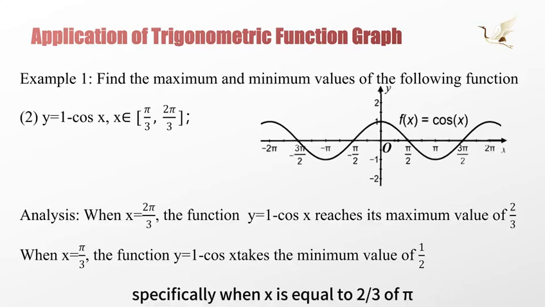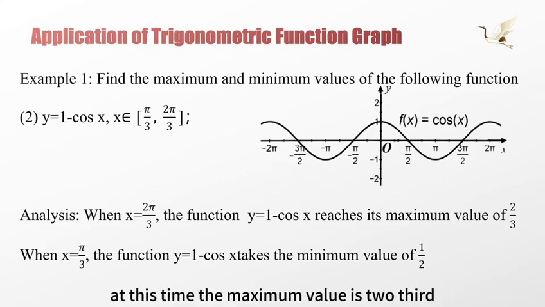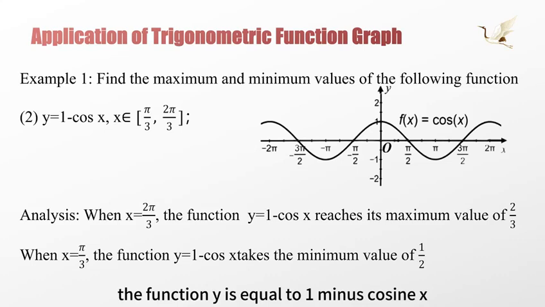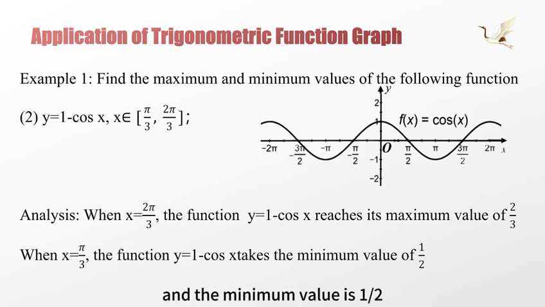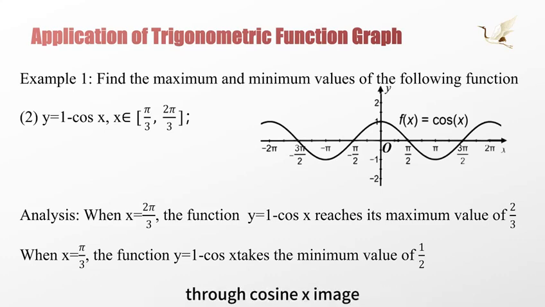Specifically, when x is equal to 2/3 of pi, the function y equals 1 minus cosine x gets the maximum value. At this time, the maximum value is 2/3. When x is equal to 1/3 of pi, the function y equals 1 minus cosine x gets the minimum value, which is 1/2. That is to say, we still solve the problem of the maximum and minimum values of this function through the cosine x image and its monotonicity.